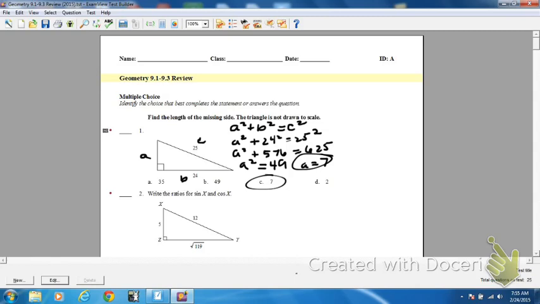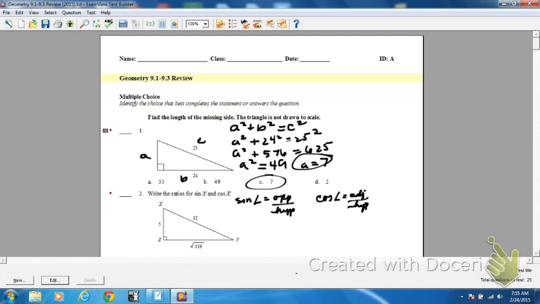Number 2, it says write the ratios for sine and cosine. So we have the sine ratio. The sine of an angle is opposite over hypotenuse. And the cosine of an angle is adjacent over hypotenuse.